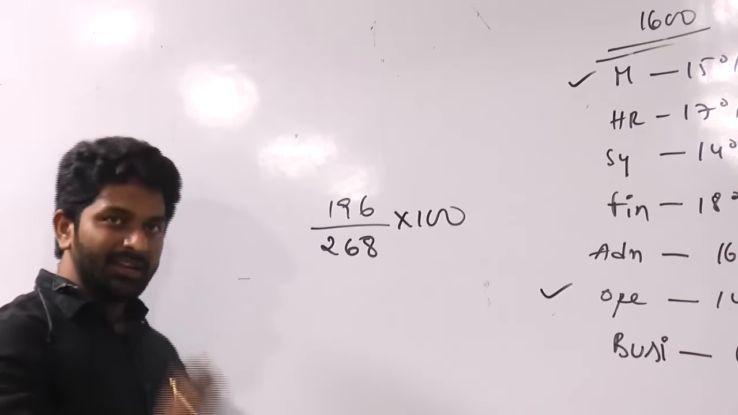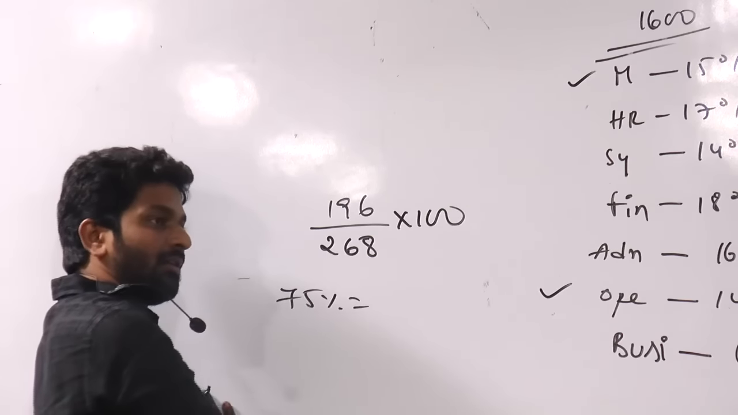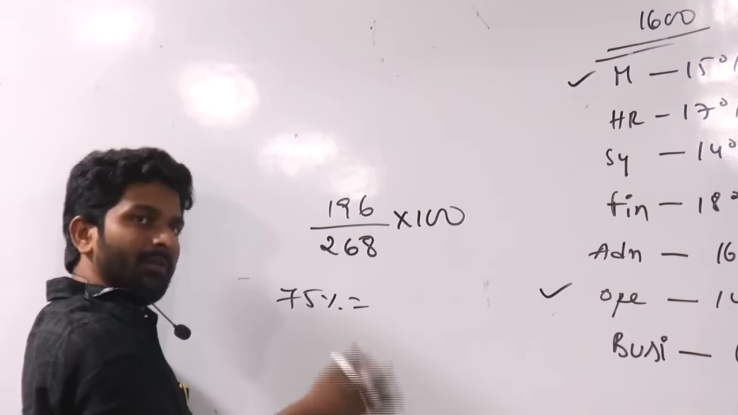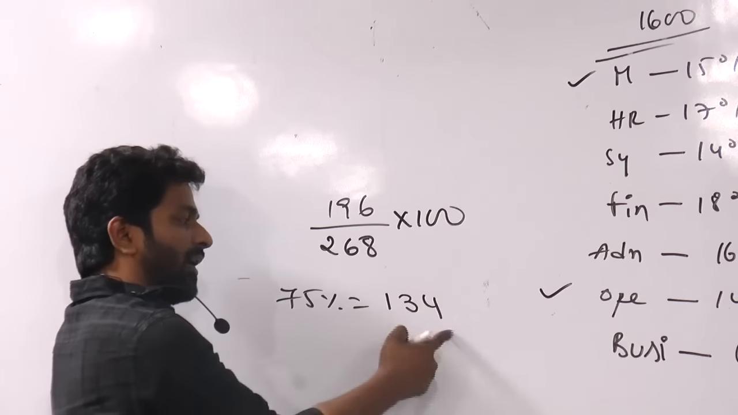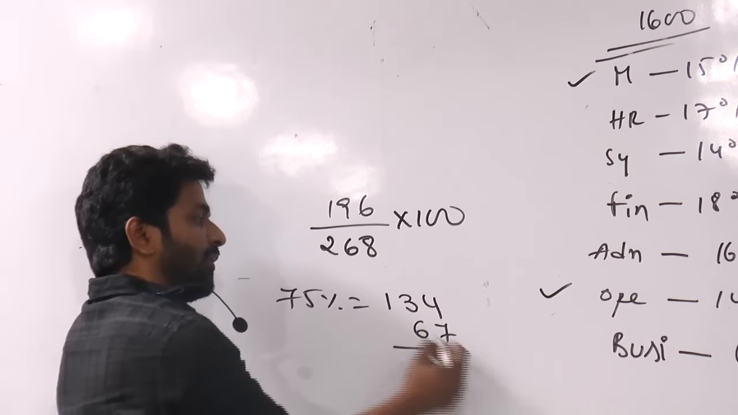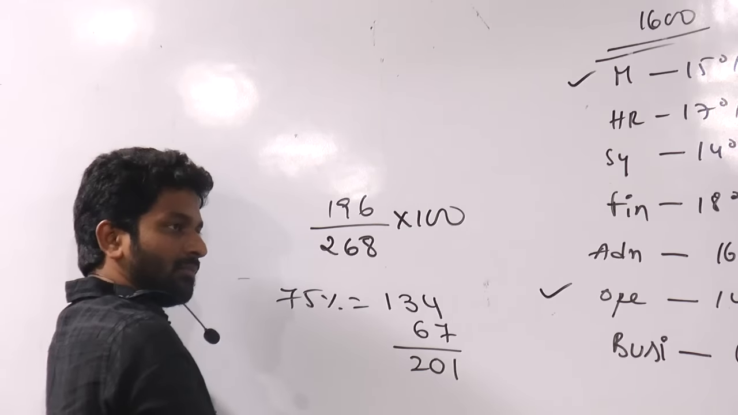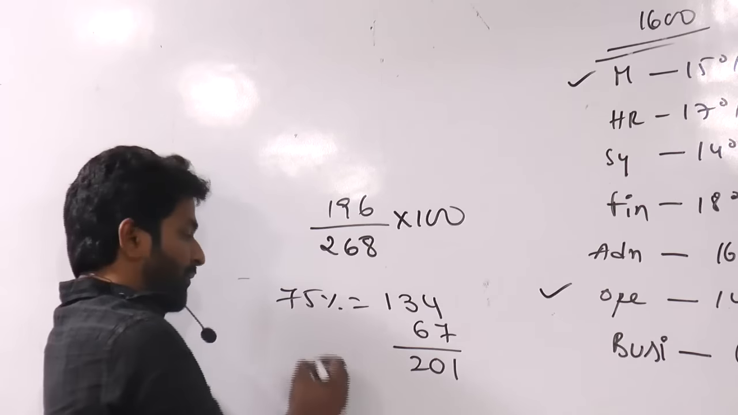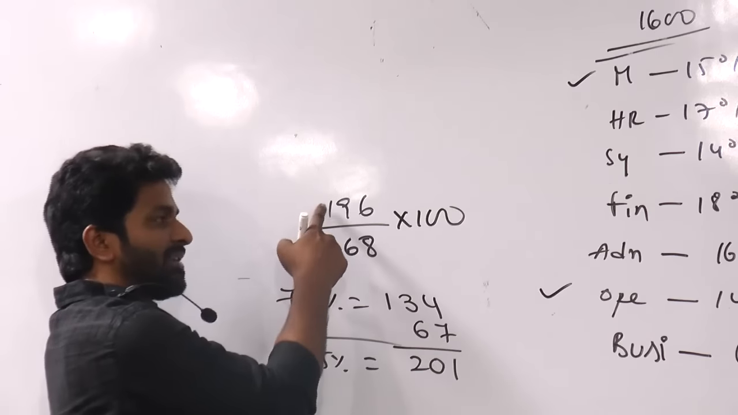So first let me calculate 75%. Very easy to get 75%, right? How? Half plus half. Half, 1, 3, 4. Again half, 6, 7. Total 2, 0, 1. Are you getting my point? So 75% is equal to 201, but our number is 196.